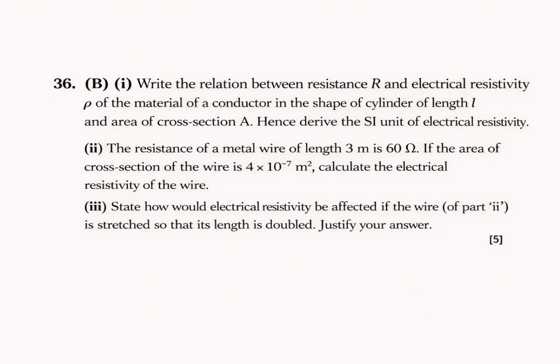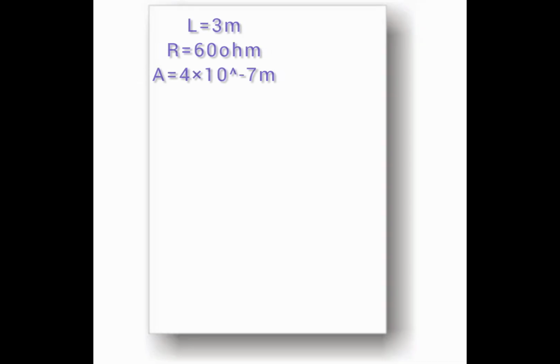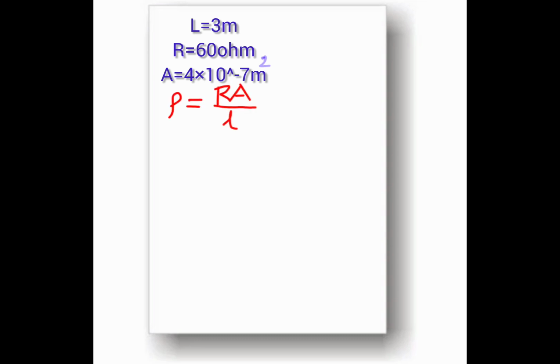Now you write down the given data. R is equal to 60 ohm, L is equal to 3 meter, then area of cross section, that means A, is equal to 4 into 10 power minus 7 meter square. Now write down the formula: rho is equal to R A by L. Just substitute the R value, A value and L value in the formula. So we'll get rho is equal to 60 into 4 into 10 power minus 7 divided by 3.